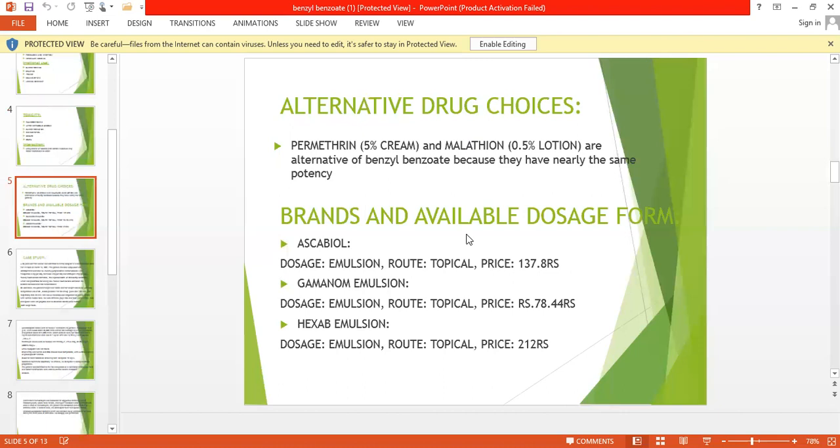These are the brands and their dosage form. Brands and available dosage form. Escabiol, that is emulsion, can be applied topically, and these are the price. That is Gamanom emulsion, and this is Hexap emulsion.